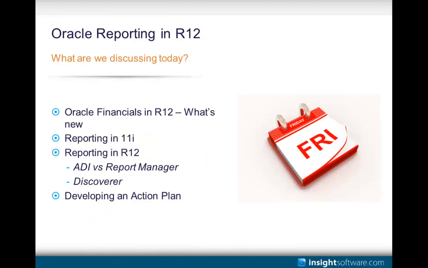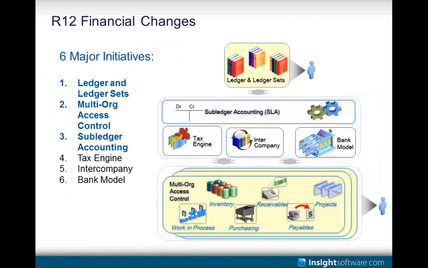Today, we're going to discuss reporting in Release 12. Now, we're going to go through a few things on our agenda first. The first is going to be Oracle Financials in Release 12, what's new. It's pretty important to understand how the structure has changed so that you can understand the reporting differences. We also are going to cover what reporting looked like in 11i, and then what reporting looks like in Release 12, focusing on two of the main differences with ADI and Report Manager and Discoverer. And then finally, how you can develop an action plan for moving forward.